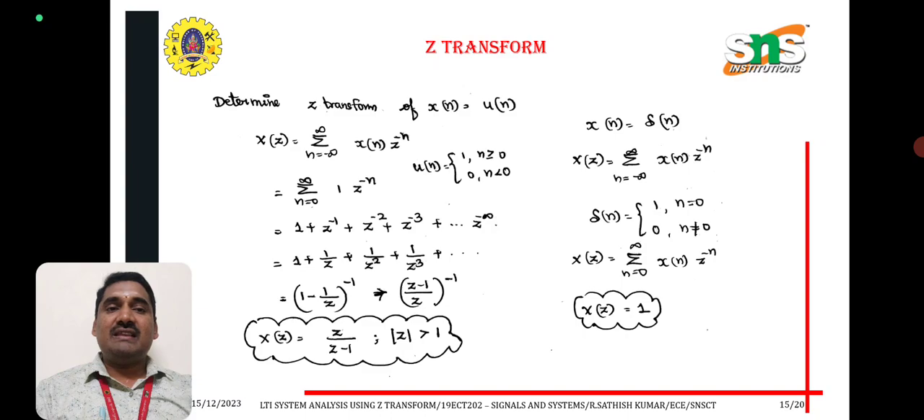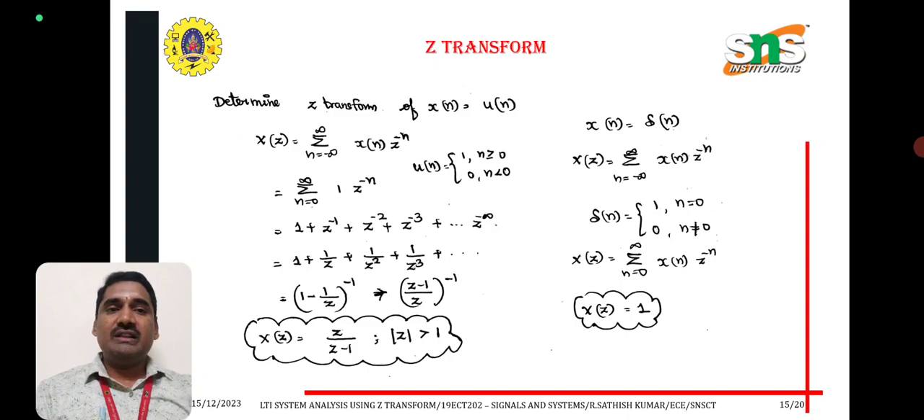While taking the Z transform of the del of n function, whatever the transform of del of n is, we get the value as 1. X of z for del of n: the condition means 1 for n is equal to 0, and 0 for n not equal to 0.